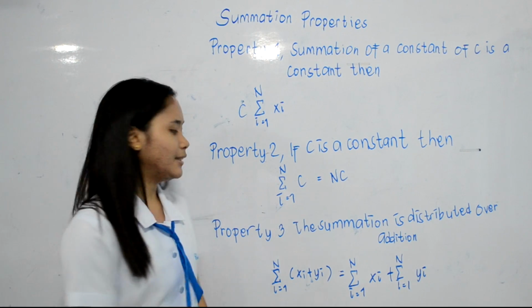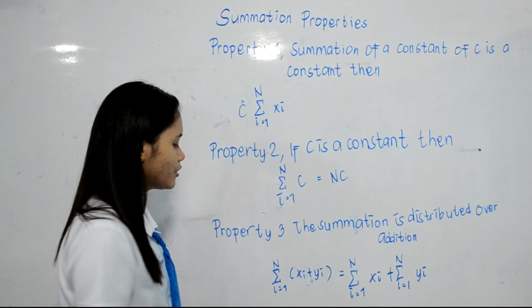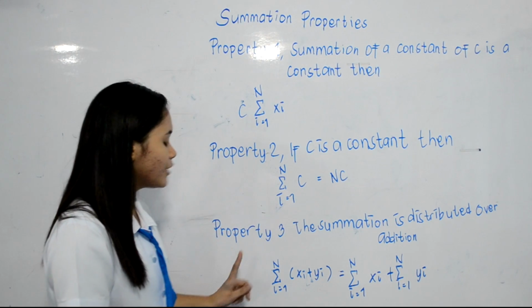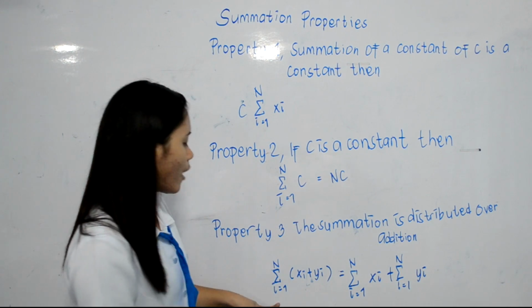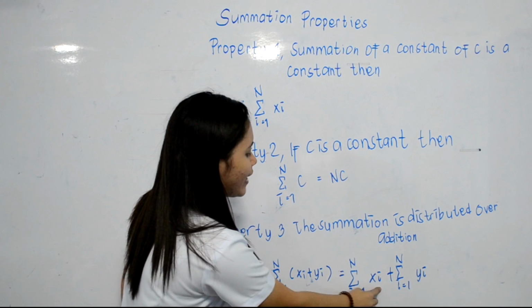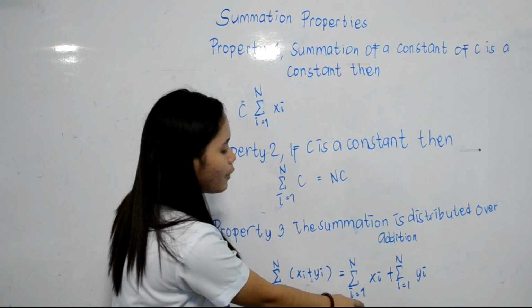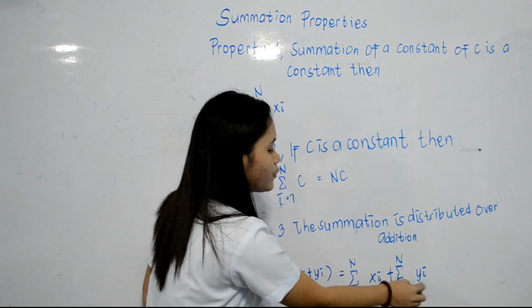Next is property 3. Property 3 states that summation is distributed over addition. So it is read as summation of x sub I plus y sub I as I goes from 1 to n. It is distributed by means of summation of x sub I as I goes from 1 to n plus summation of y sub I as I goes from 1 to n.